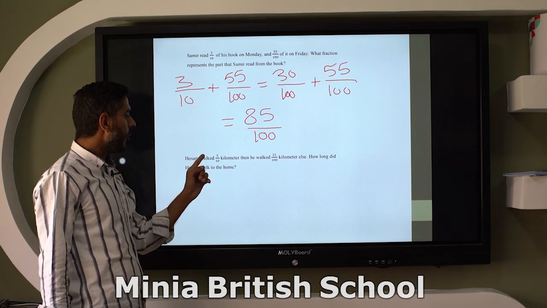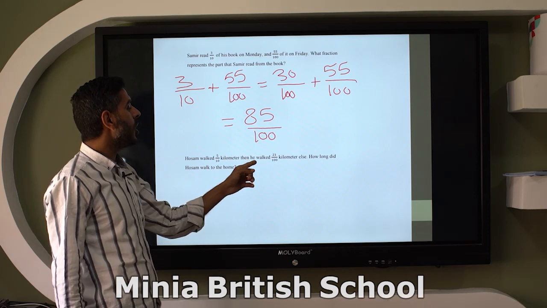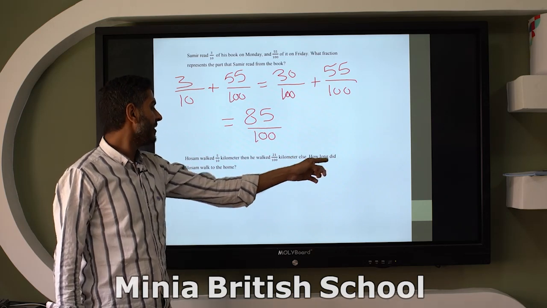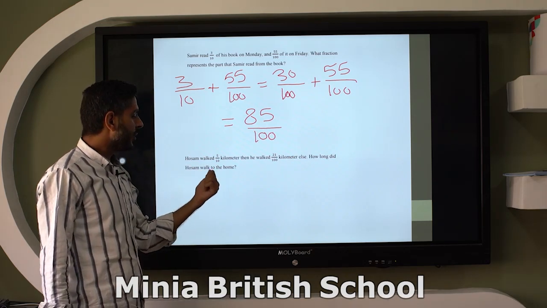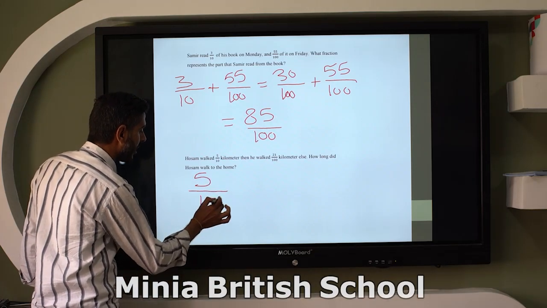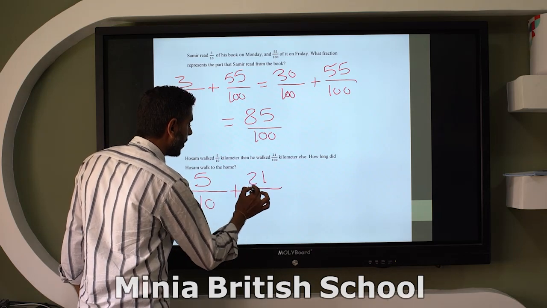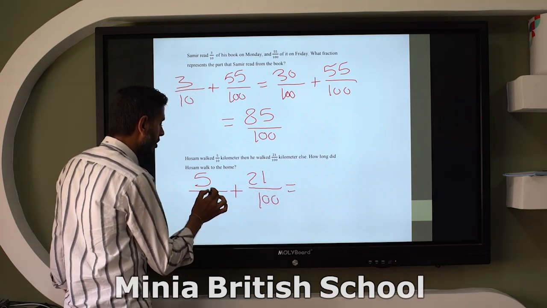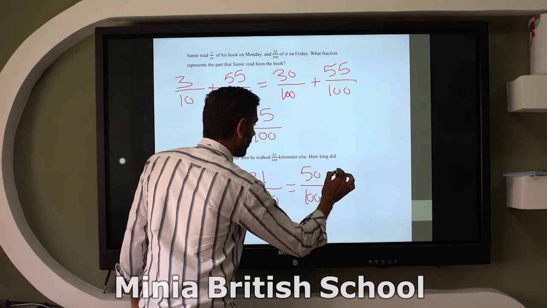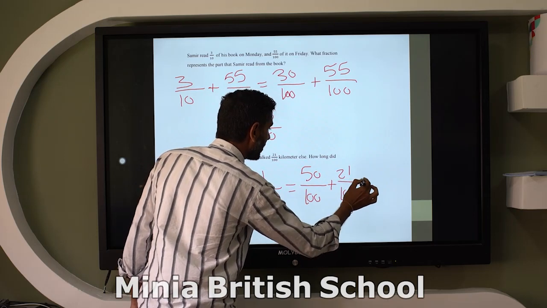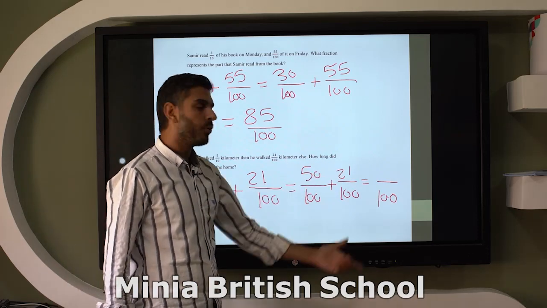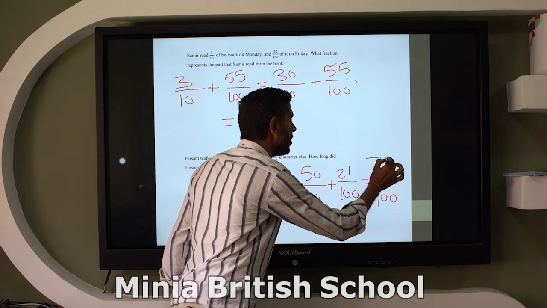Hossein walked 5 over 10 kilometers. Then he walked 21 over 100 kilometers. How long did Hossein walk altogether? So I will add all of them also. So 5 over 10 plus 21 over 100. So it equals 50 over 100 plus 21 over 100. So it's over 100, and add 50 plus 21 equals 71.